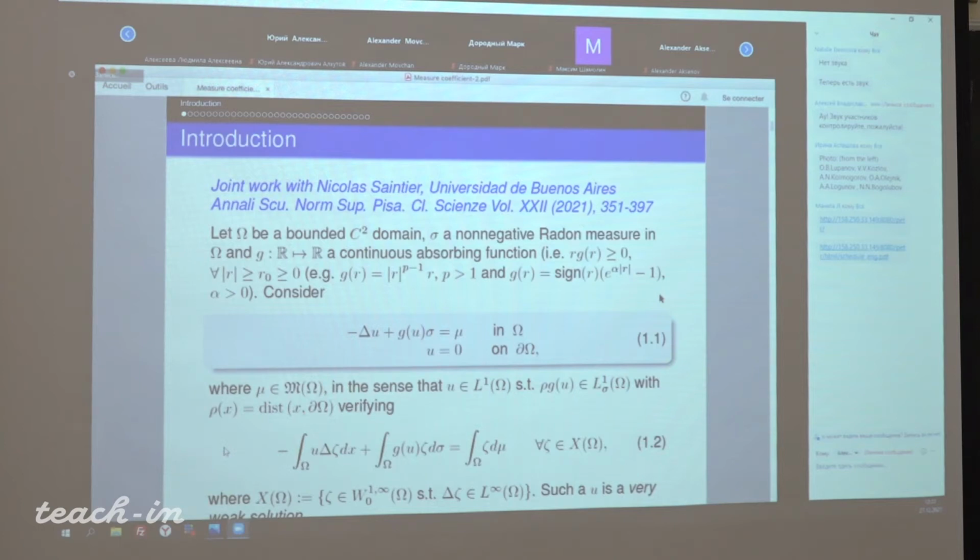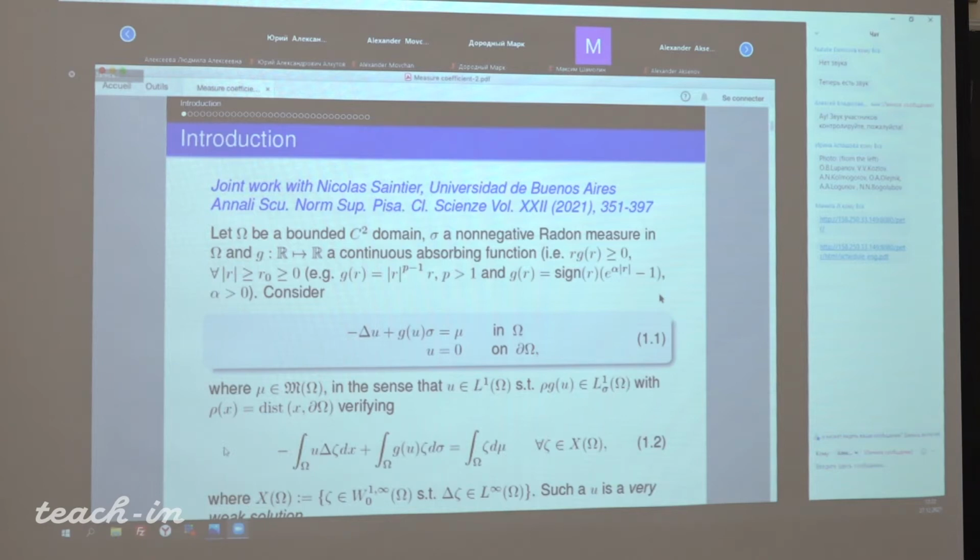We consider Omega to be a C2 domain. Sigma is a non-negative measure. G is a continuous absorbing function, which means that G of r is non-negative for r large enough. Typical examples: G of r is |r|^(p-1) times r, or G of r is sinh of r exponent times exponential of alpha r minus 1.